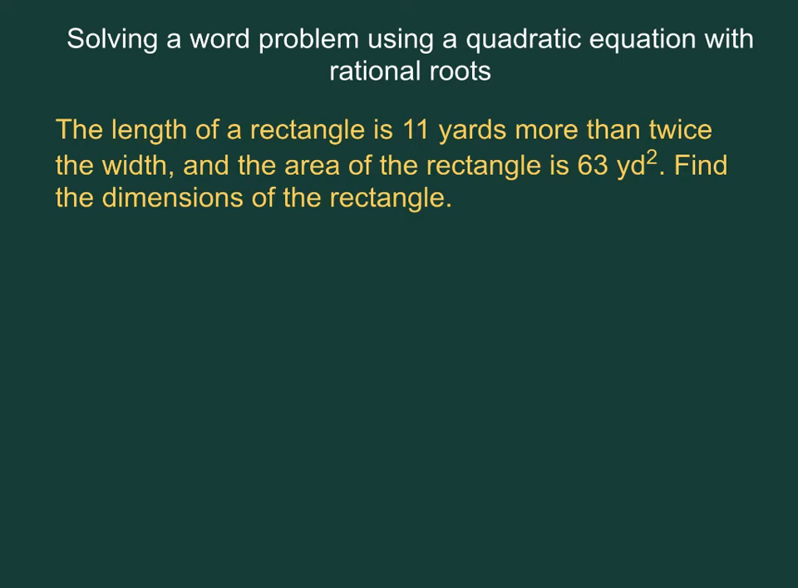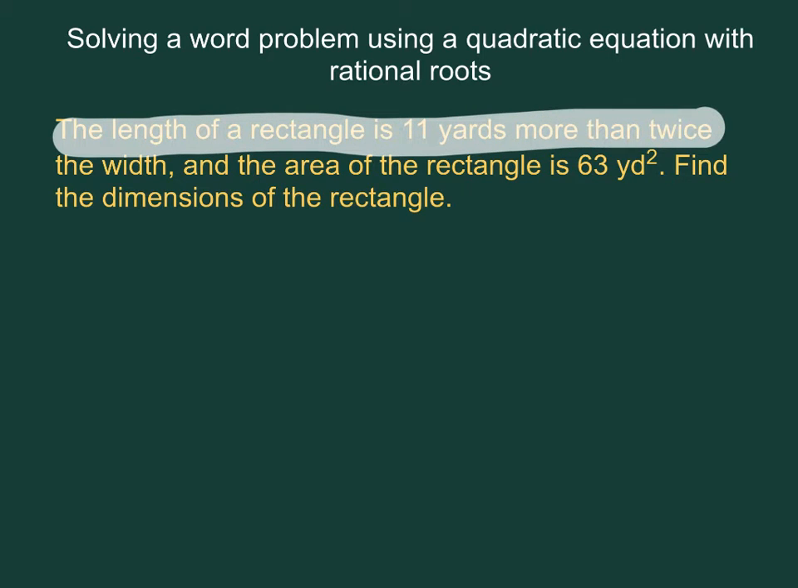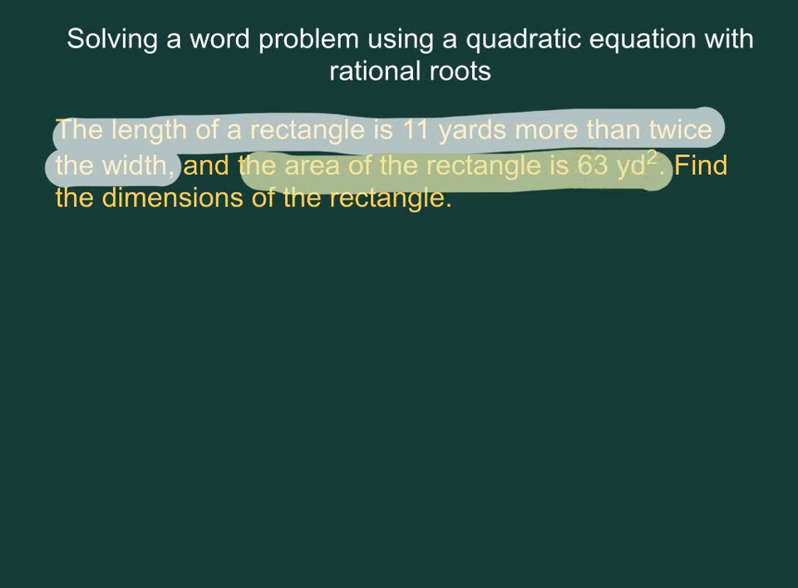So the first segment that we want to look at, let me actually grab the highlighter here. The first segment is: the length of a rectangle is 11 yards more than twice the width. That is a phrase that we want to work with. The second phrase is: the area of the rectangle is 63 yards squared. These are both important pieces of information, and we want to make sure that we identify them in isolation rather than trying to solve this whole thing at once.